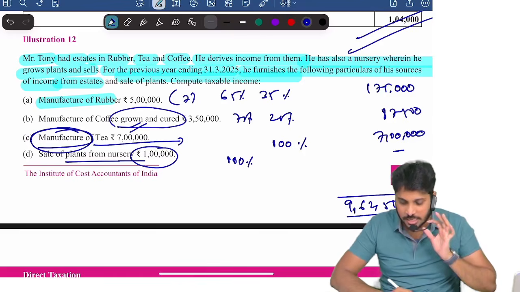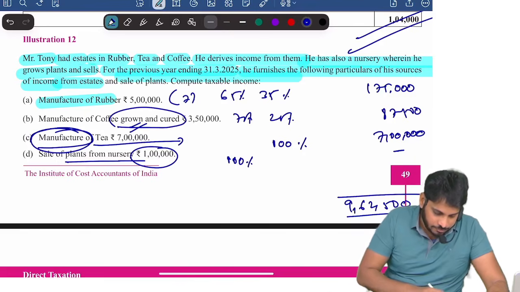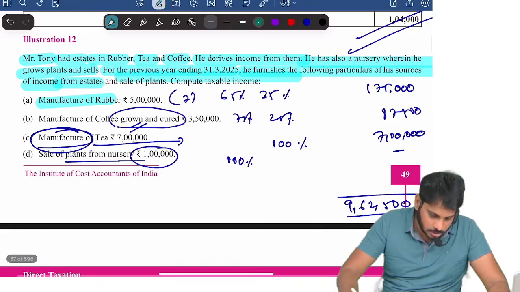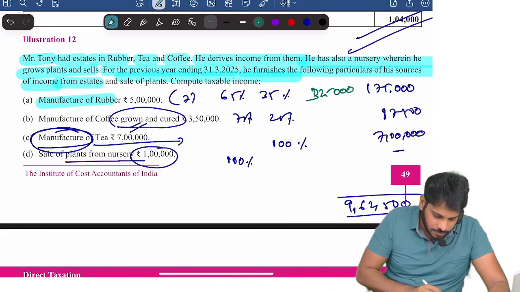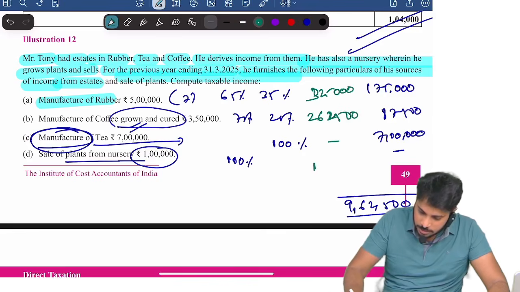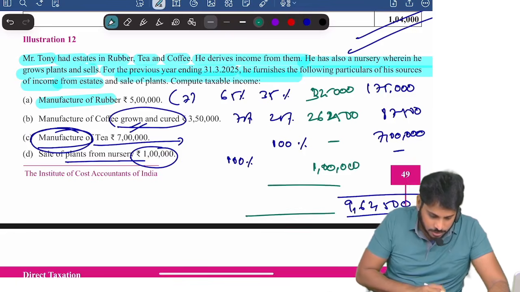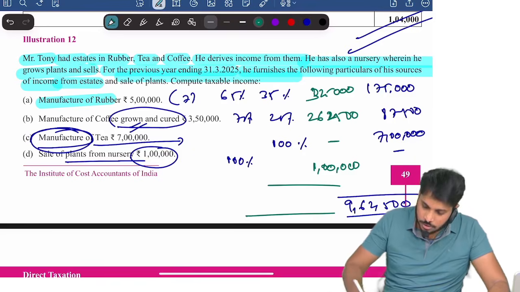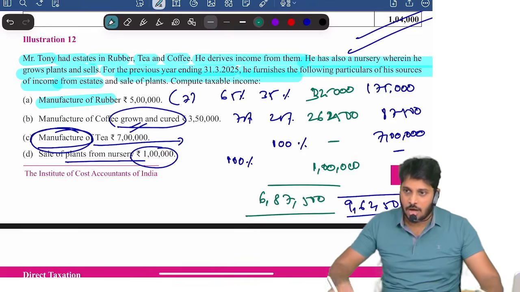Okay, that's it. Now what is agriculture income? 5 lakhs into 65%. Agriculture income is how much? 3,25,000. Correct? Whereas 3,50,000 into 75% is equal to 2,62,500. Whereas tea, no agriculture income. Here plants it is completely agriculture income. Now tax how much? 3,25,000 plus 2,62,500 plus 1 lakh is equal to 6,87,500. That's it.